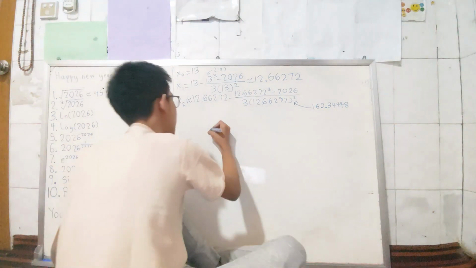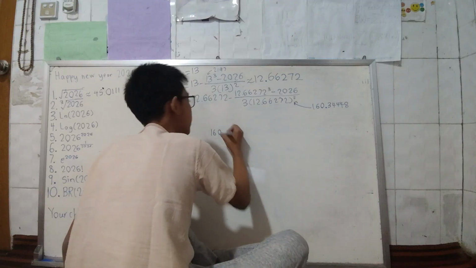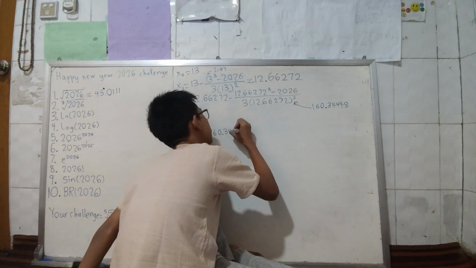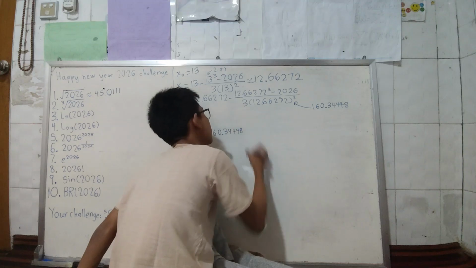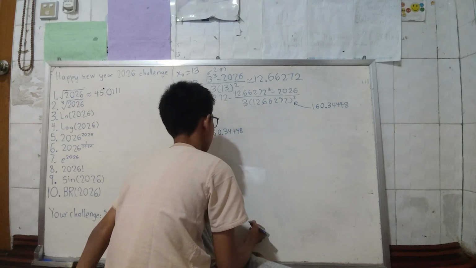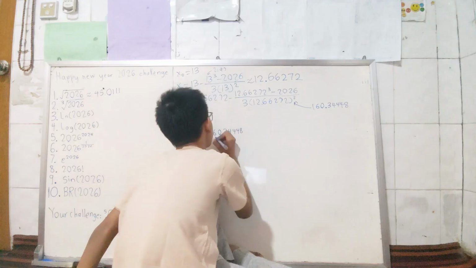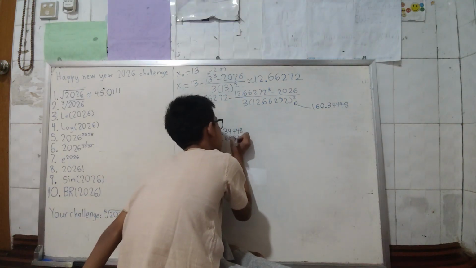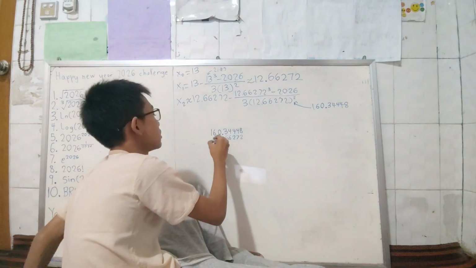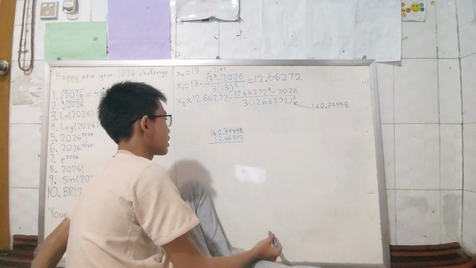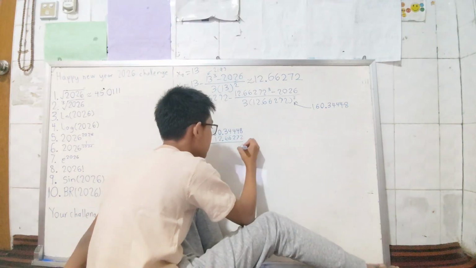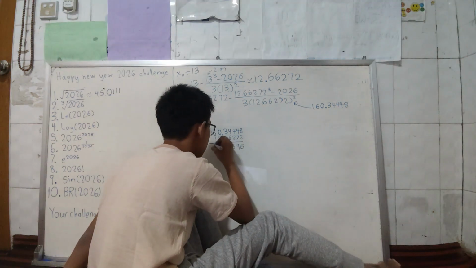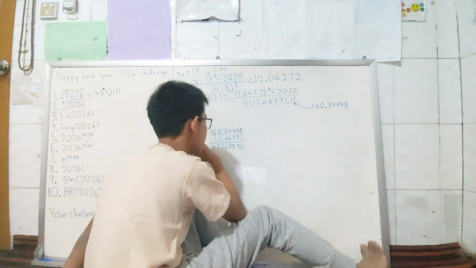So that's gonna be 160.34448. And then we're gonna multiply it by 12.66272. Okay. 8 times 2 is 16. That's gonna be 96. 886.320. Oh, that was easy.